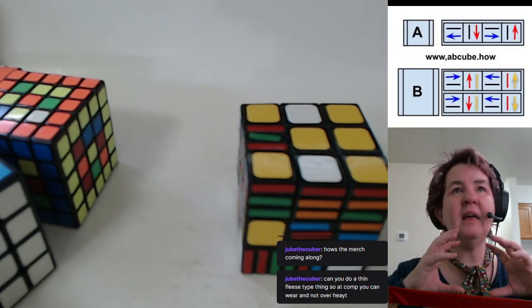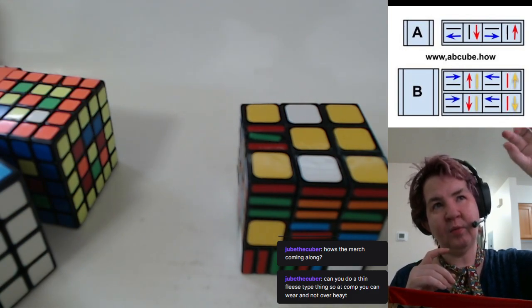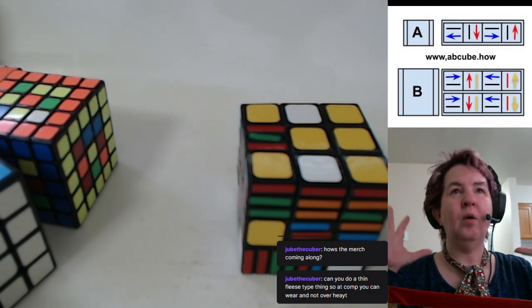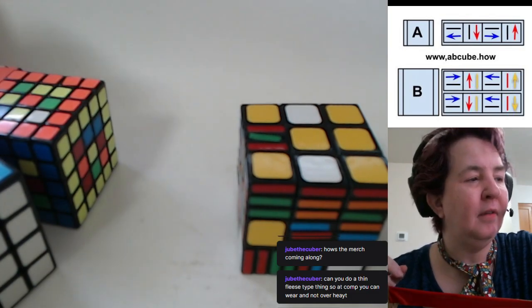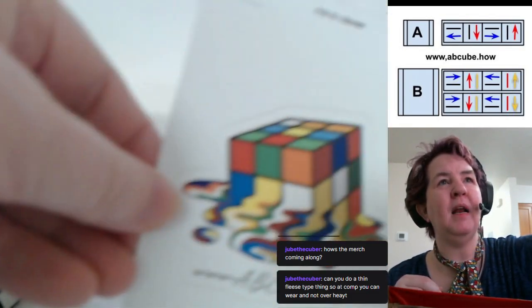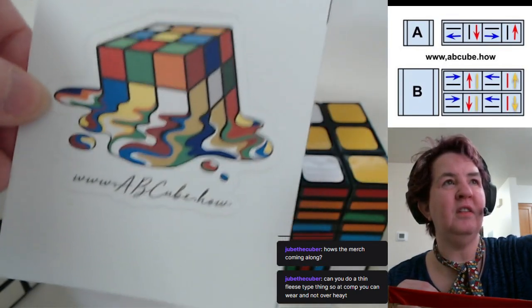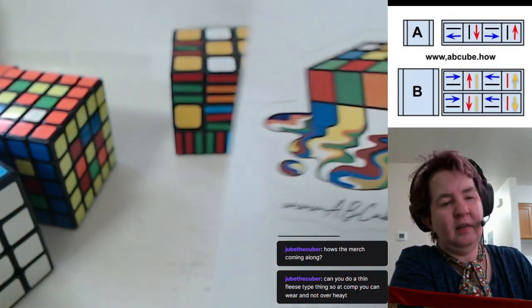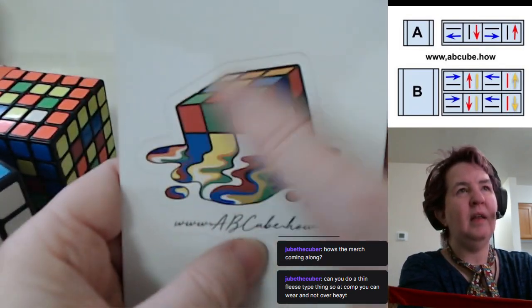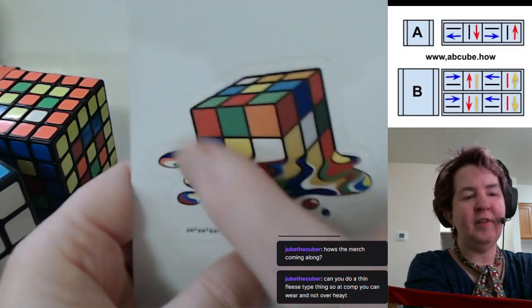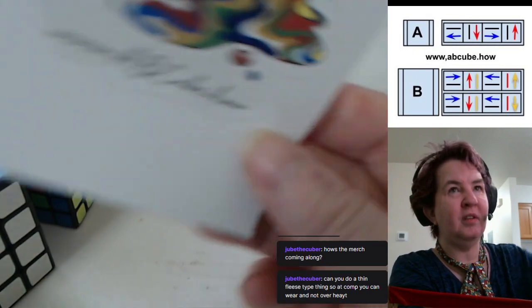But the icons, I want to have the ABCube method, the two formulas together. That's one image I want on a hat, or whatever, and then like I said, my logo with ABCube. I'm going to have stickers printed up that I can pass out at cons and competitions. This is for position only. Instead of the multi cube, it's going to be ABCube.how, and it's going to have my 5x5 flower cube icon on it instead. But this is just for position.